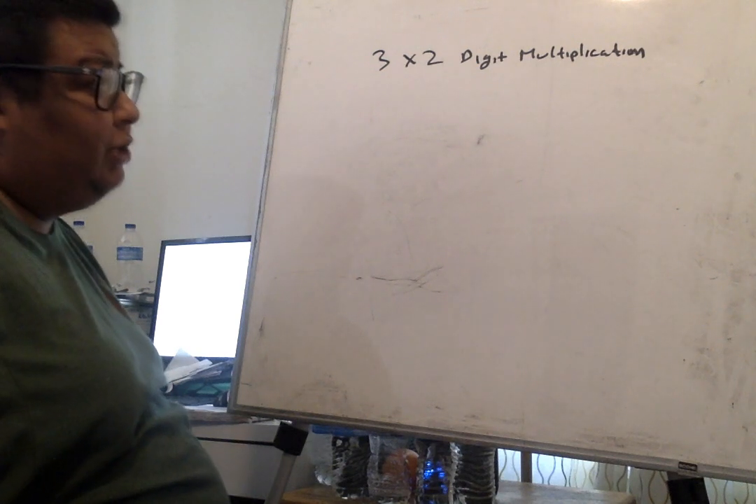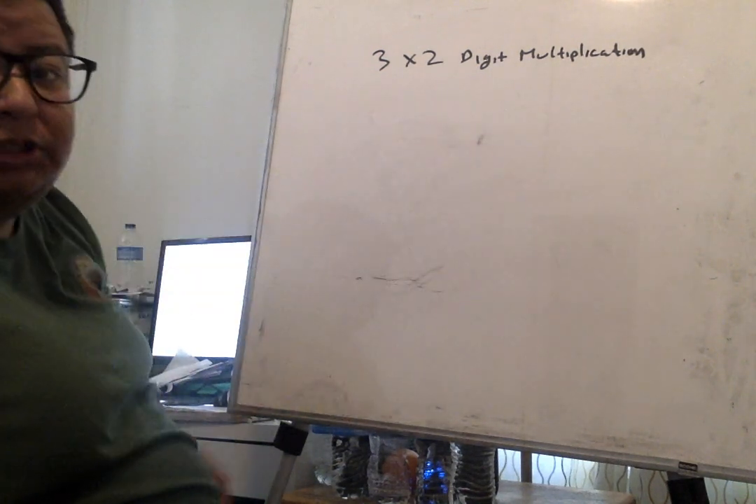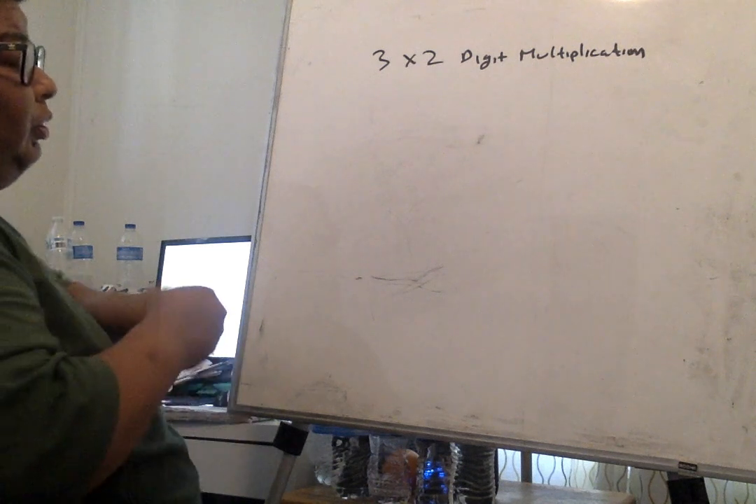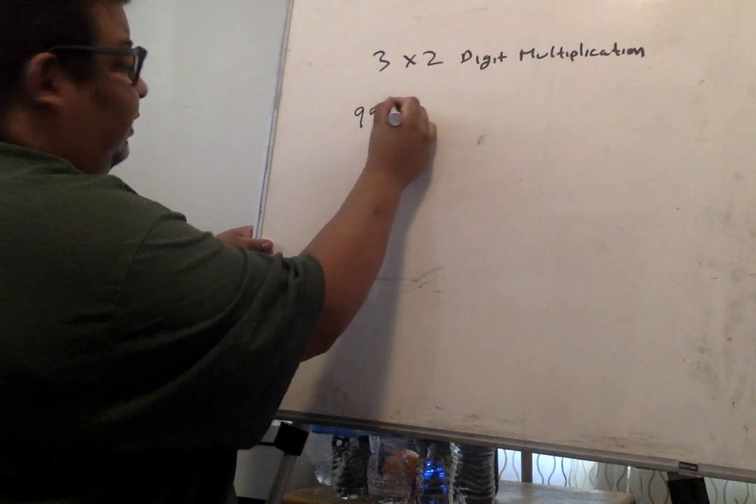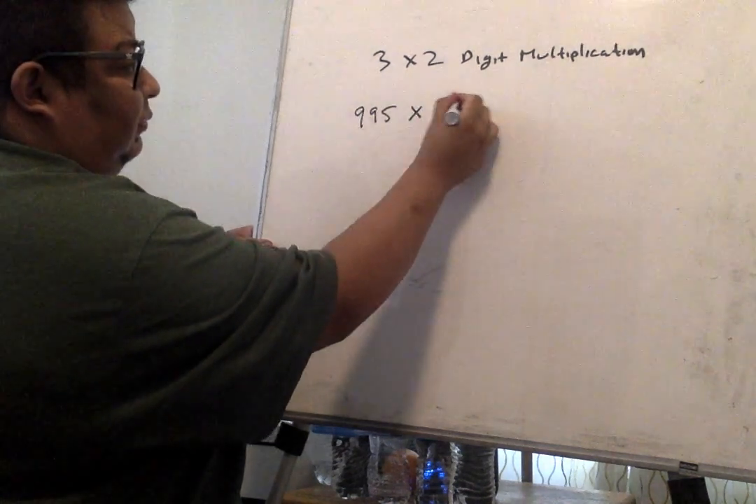Welcome students. In this video we're going to look at 3 by 2 digit multiplication. So you're going to see problems like this: 995 times 55.